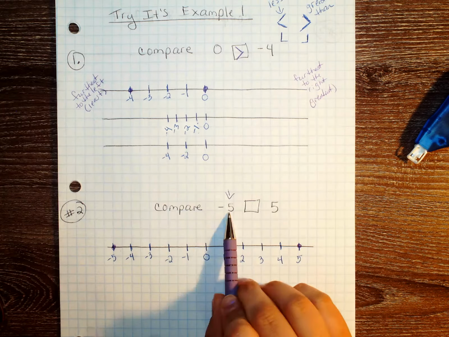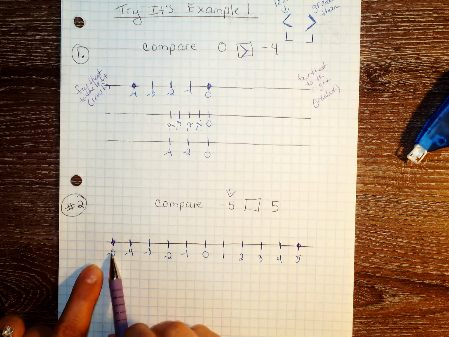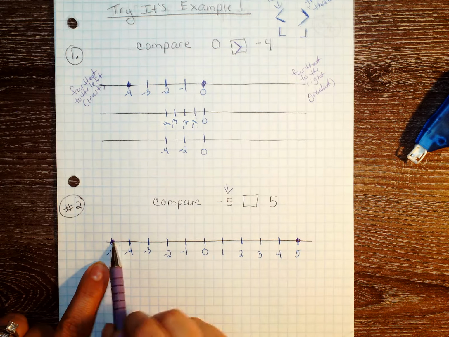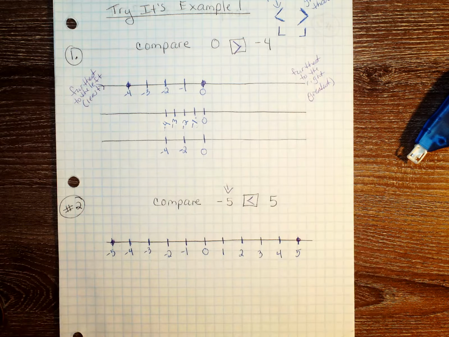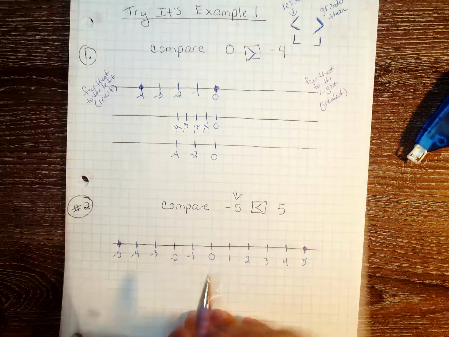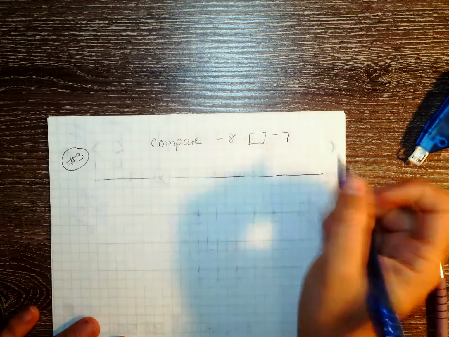So -5 is all the way to the left. So that means it is our least. It is because we're comparing it to +5. So it's furthest to the left. So we're going to say -5 is less than +5. And we're going to do one more because this one actually has 2 negatives. And I wanted to make sure you understood when you have 2 negatives.